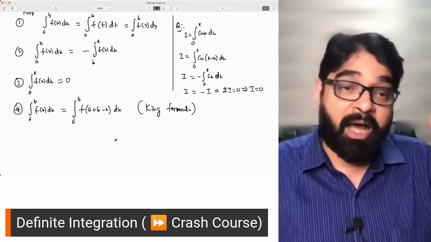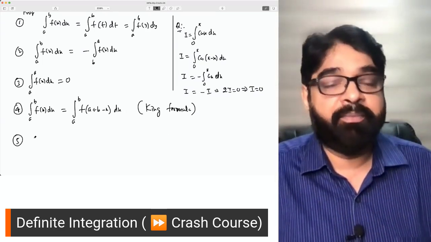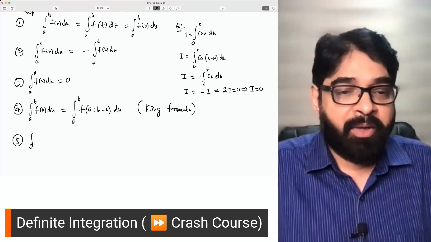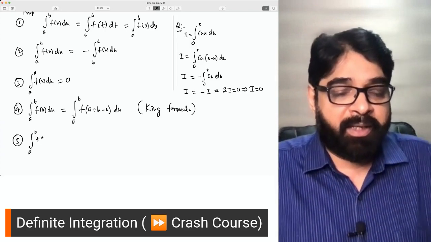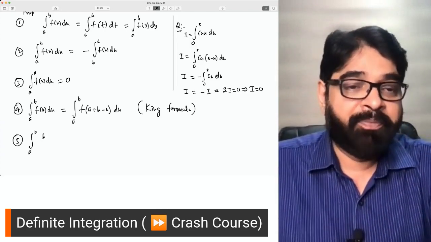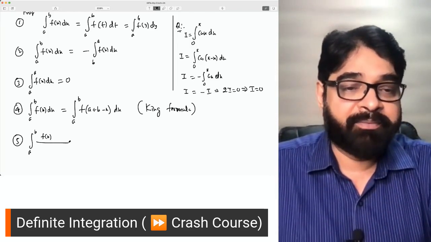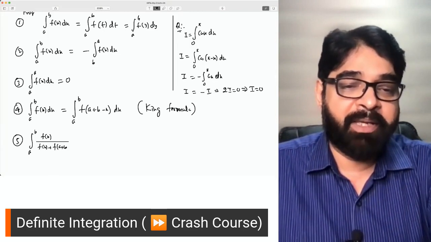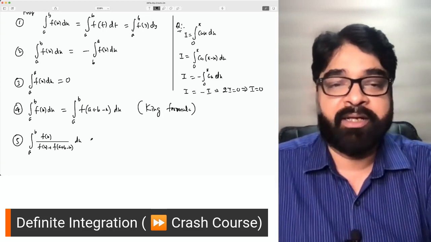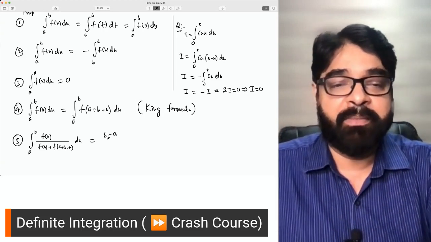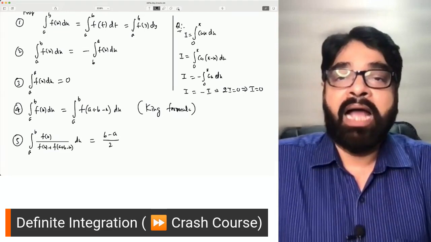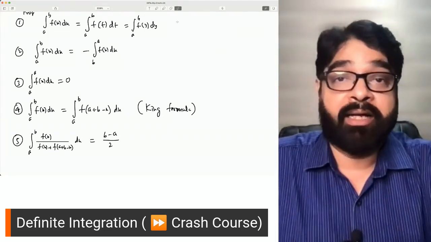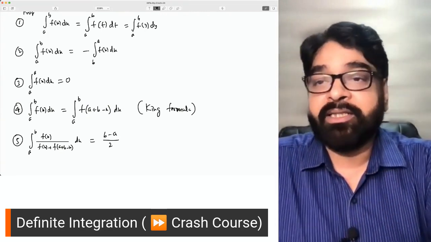Using this King formula, one very beautiful property. It's not basically a property, it's a kind of question. Whenever you see fx by fx plus f of a plus b minus x dx, the answer will always be b minus a by 2. I don't want you to simply memorize. I want you to understand how it comes. Let's check it.